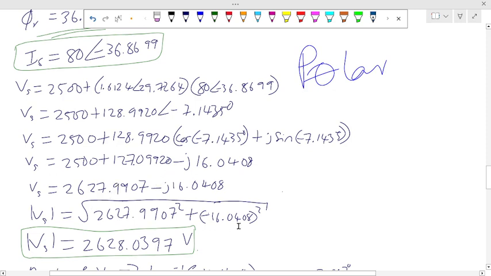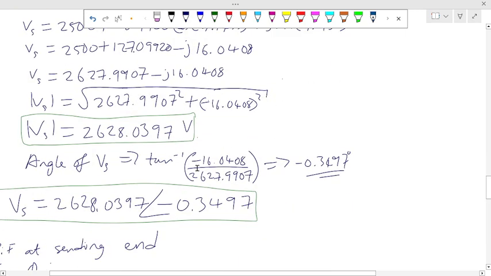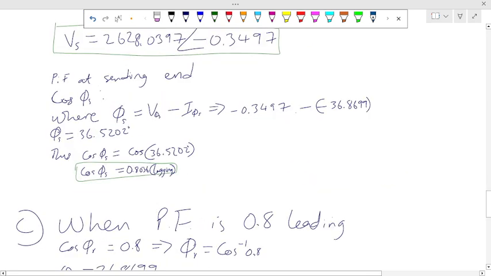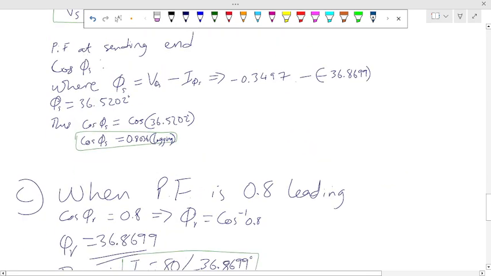By doing this, you get the magnitude. Then to get the angle, you take the imaginary part divided by the real part, and you take the tan inverse, and you get this as your angle. So this will be the new value for Vs. Now to calculate the power factor at the sending end.